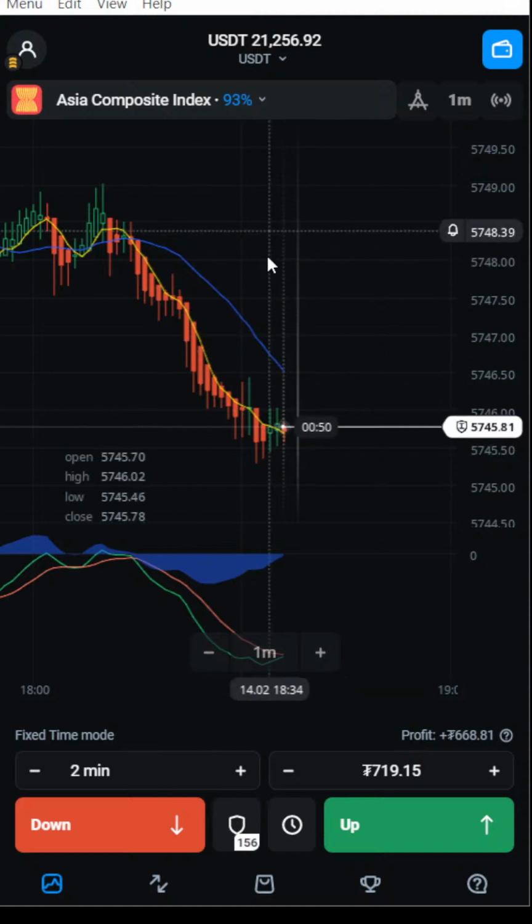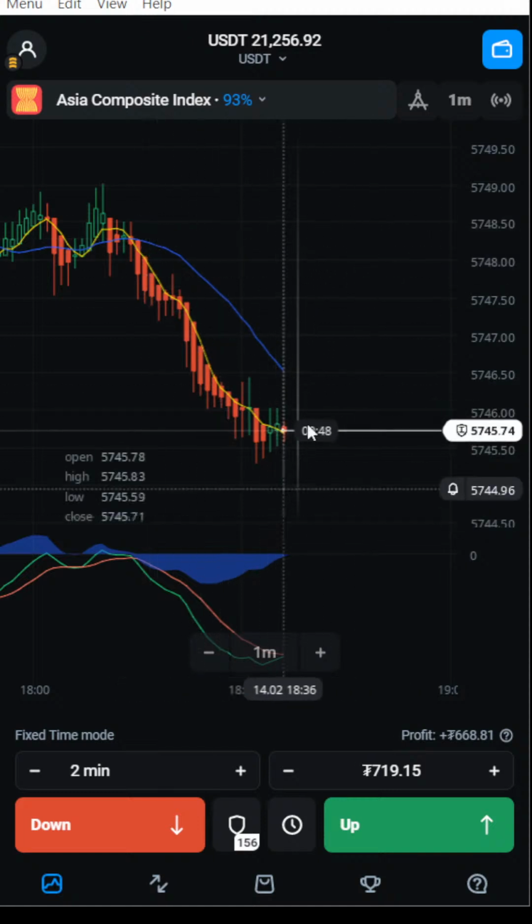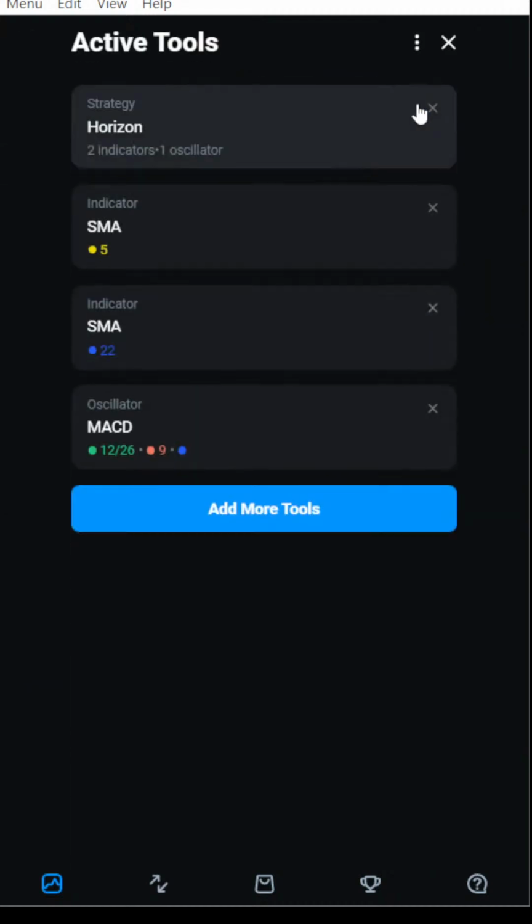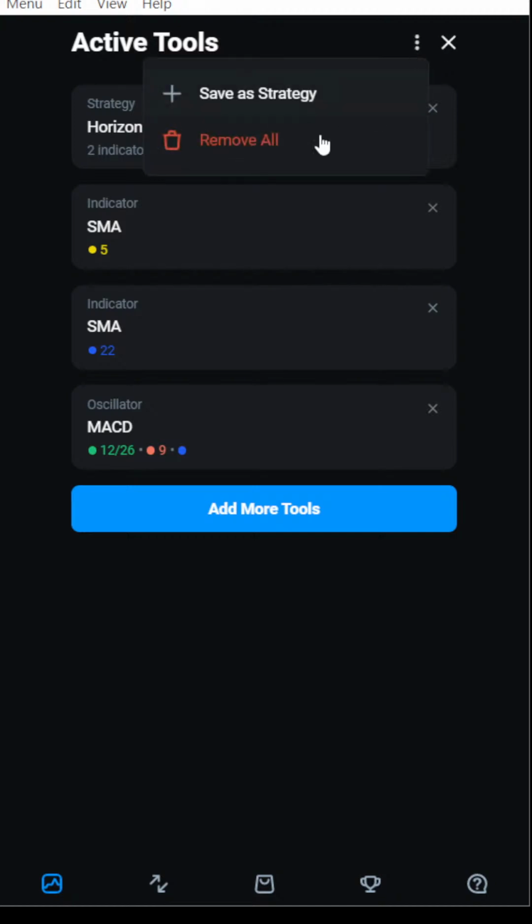How to check the parameter of SMA or MACD and what is that? So we can go to the technical analysis and then you can check. We have SMA 5, SMA 22 and MACD with the standard setting.